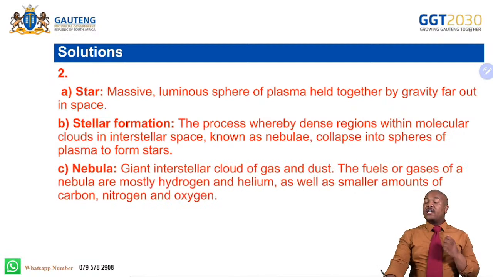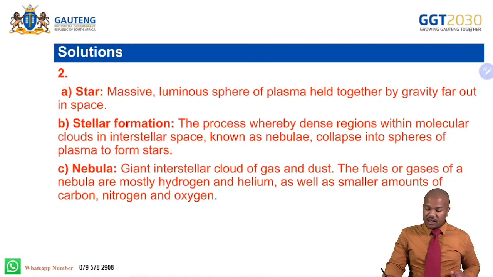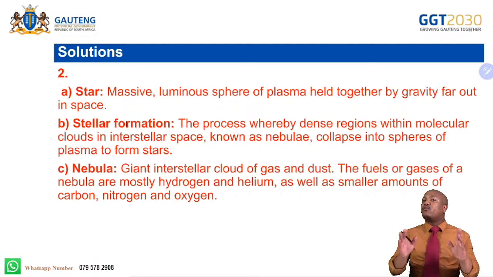Then we have a nebula, which is a giant interstellar cloud of gas and dust, right? The fuels or gases of a nebula are mostly hydrogen and helium, as well as smaller amounts of what? Carbon, nitrogen, and oxygen. So let's take 2 minutes quickly to copy down these corrections, then we move on with our lesson.